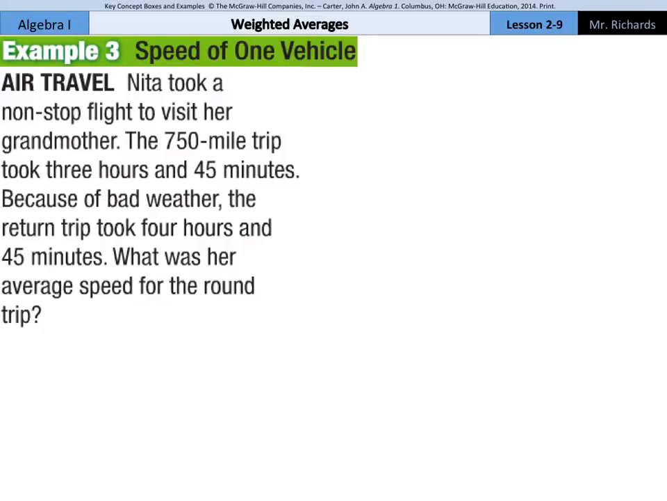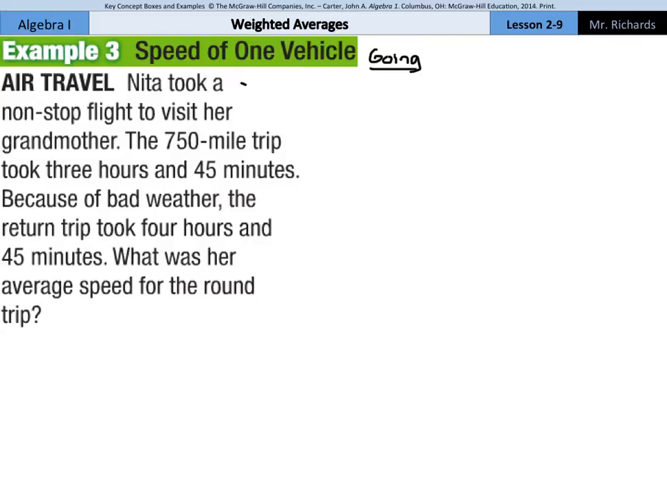Now we know that she did not travel the same amount of time on each portion of the trip. So we need to find the weighted average of the plane's speed. We're asked to find the average speed of both portions of the trip. The first thing we're going to do is find the rate of the going portion, and then we'll find the rate of the leaving portion.